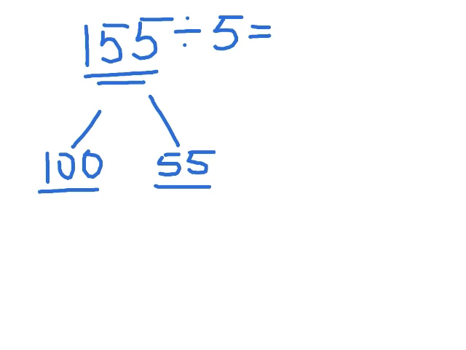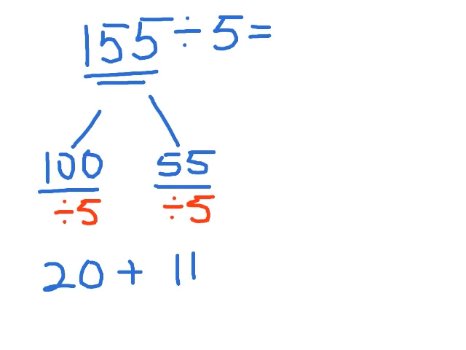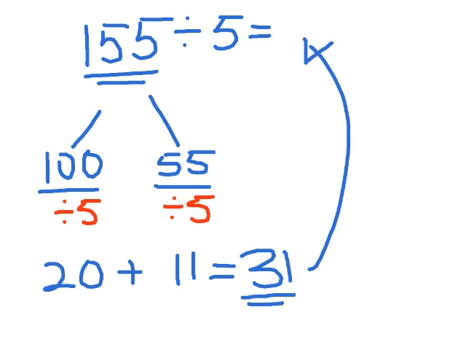And I know that if I just change colors quickly, I divide both of these numbers by 5, 100 divided by 5 and 55 divided by 5, I know that 100 divided by 5 is 20, and I know that 55 divided by 5 is 11, and so I add those together and I get 31. And so that takes me right back to the beginning. What is 155 divided by 5? 31.